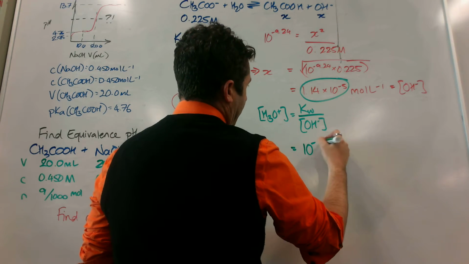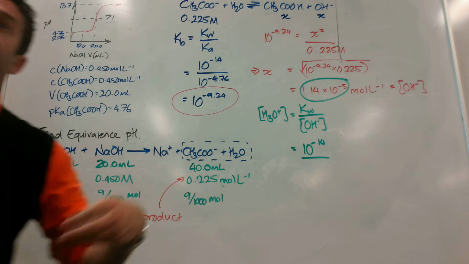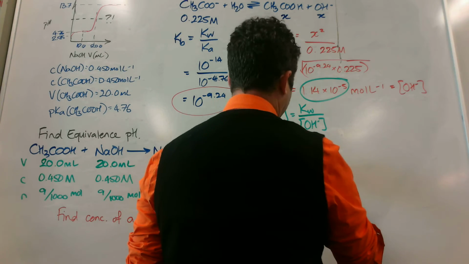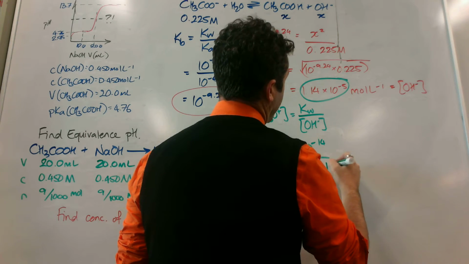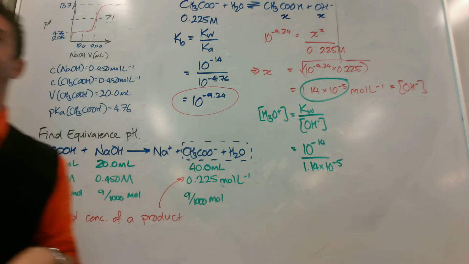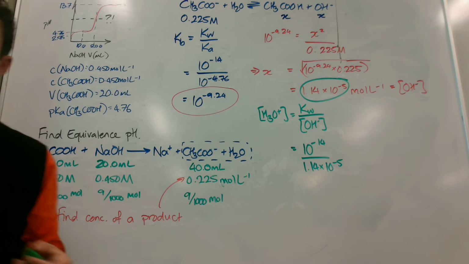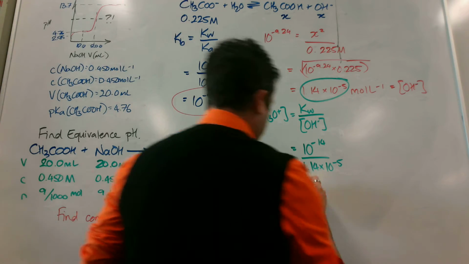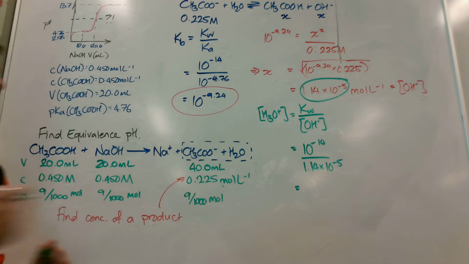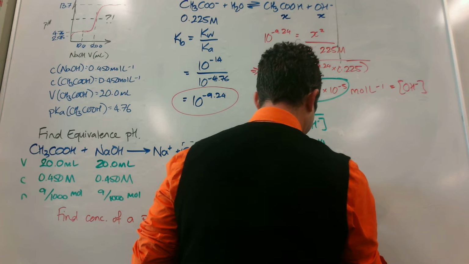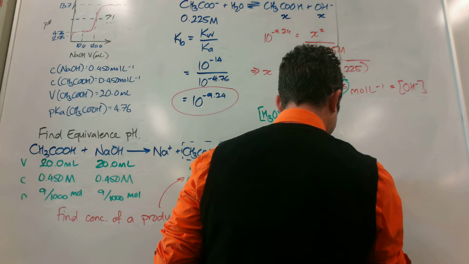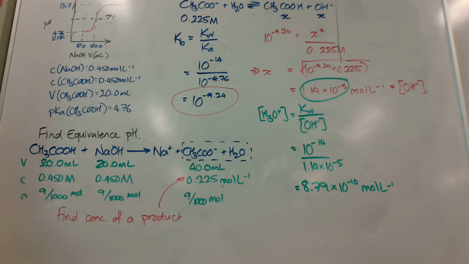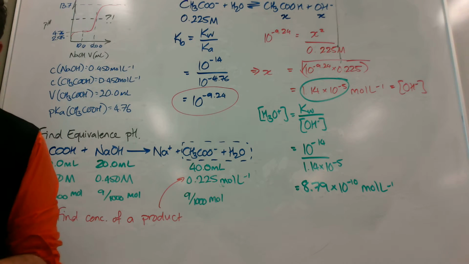10 to the power of negative 14 divided by, hopefully I didn't take it out of my calculator, I'll just press the answer button. Okay, much easier way to avoid mistakes. But in my exam paper I write that down. Okay, but I use answer in my calculator. And I get a number there: 8.79 times 10 to the negative 10. Okay.